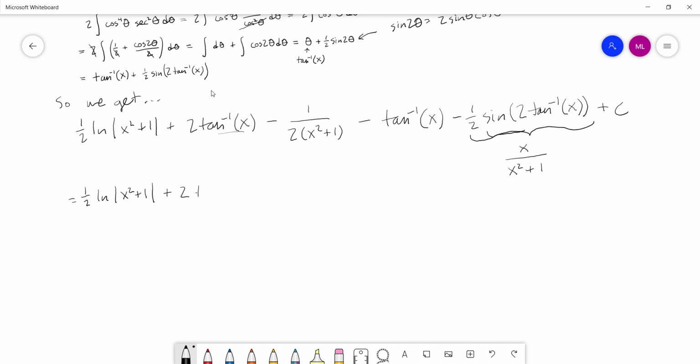If you were trying to do this in the book. Oops. I had to cancel one of these, so plus tangent inverse of x minus 1 over 2 times x squared plus 1. And this last one, I'll have that minus sign, x over x squared plus 1. Plus c. There's our final answer.